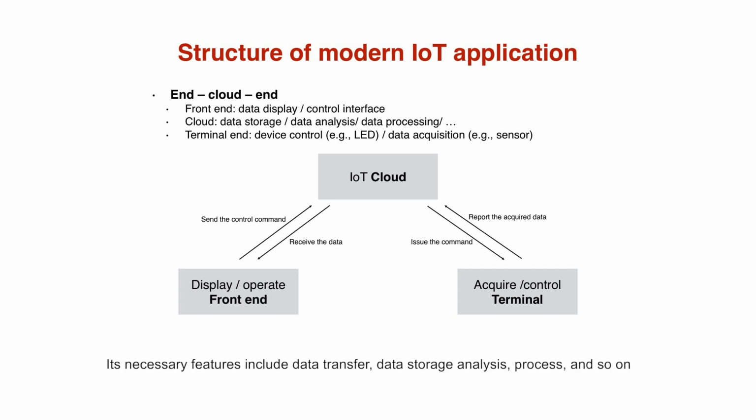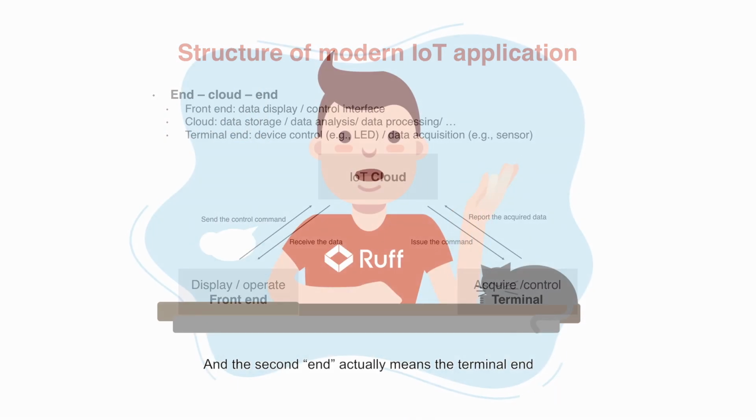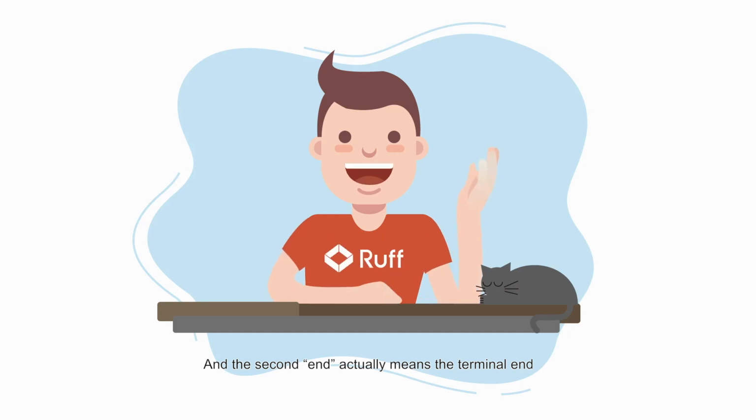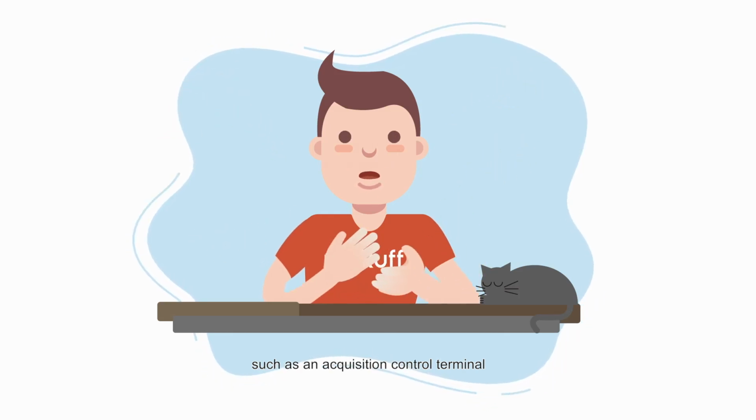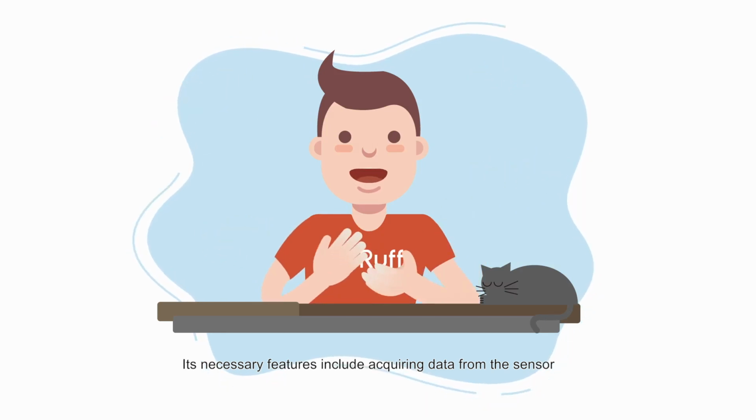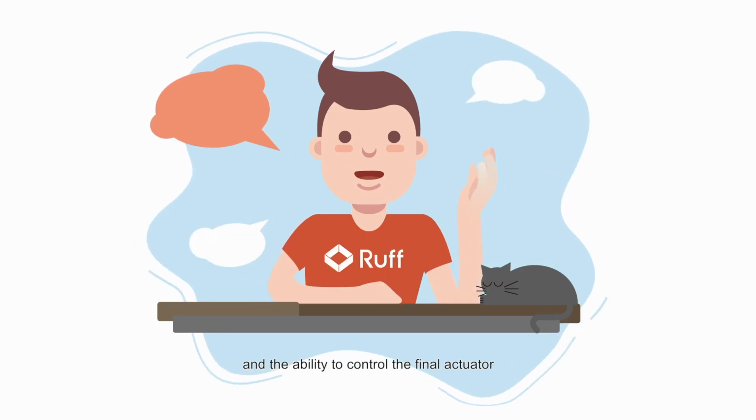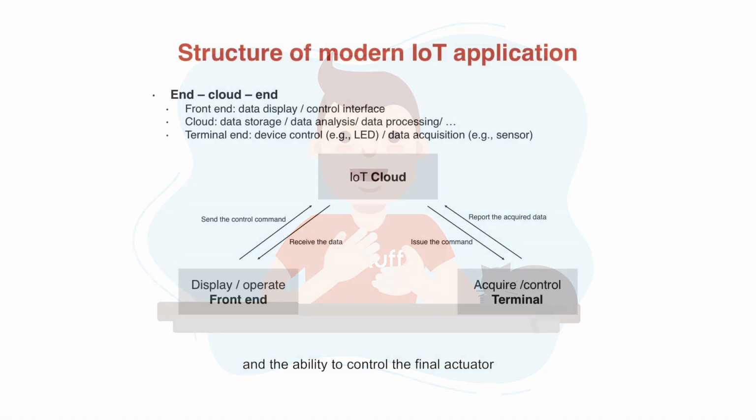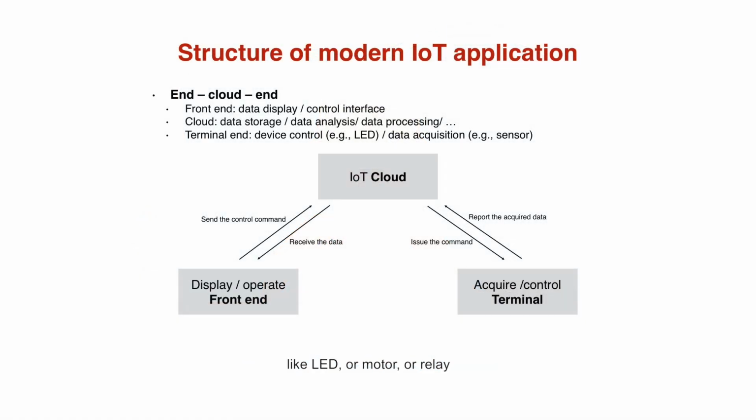Its necessary features include data transfer, data storage analysis, process, and so on. And the second end actually means the terminal end, such as an acquisition-controlled terminal. Its necessary features include acquiring data from the sensor and the ability to control the final actuator, like LED, or motor, or relay. With these, a modern IoT application structure is formed.